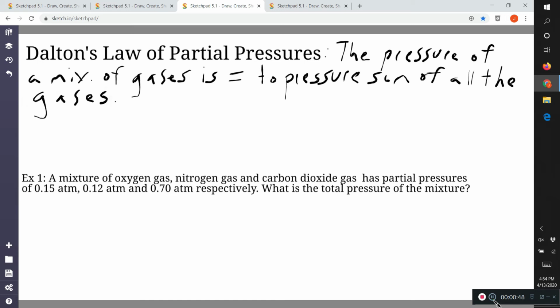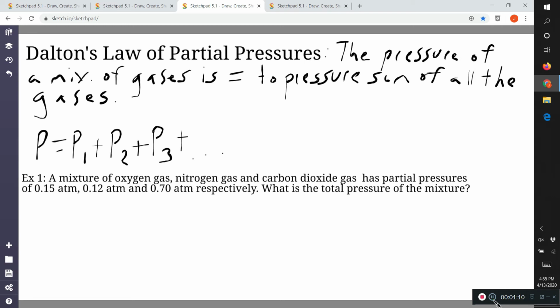So let's say we have two gases. The total pressure is equal to the pressure of gas 1 plus the pressure of gas 2. If we had 3, we'd say plus the pressure of gas 3. And we would just keep adding pressures on until we had as many gases as are present.